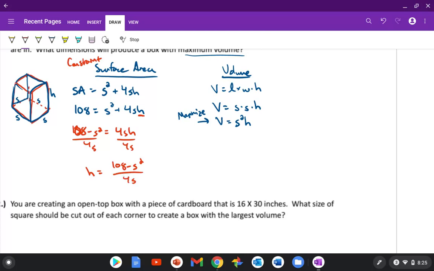All right, so we could go ahead and plug that into, now we're going to take this and we're going to plug it in for that h. So then we'll end up with v equals s squared times 108 minus s squared over 4s. And now we've got an equation with just one variable, so that's good. Let's go ahead and simplify this a bit before we differentiate it.